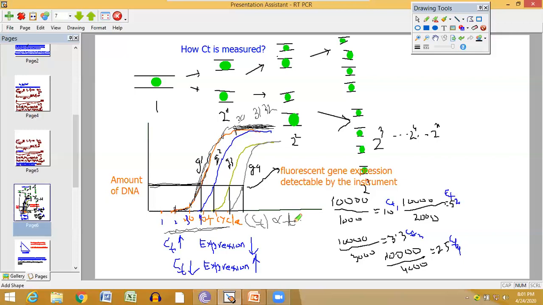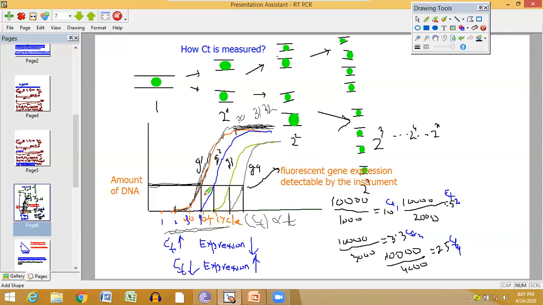So the number of cycles is a time scale measurement in a PCR reaction. Instead of time, as I showed you earlier, you are just taking it in terms of cycles of a PCR. So the number of cycles required to reach this amount of DNA is called the threshold cycle, or CT.